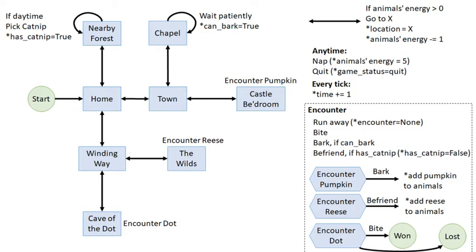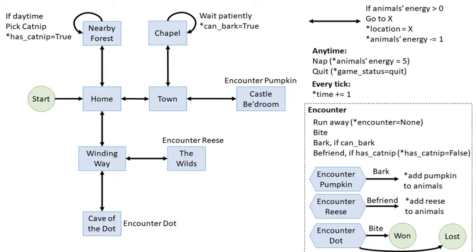I'd also probably have something that explicitly says the winning path and losing path. So the winning path being you've got to go to the forest, get the catnip, then go to the chapel and wait patiently, go to Pumpkin and bark at him, then go to the wilds and befriend Reese, and then go to the cave of the Dot, fight the Dot by biting it, and then you win. And the lose path, where you can just go directly to the cave of the Dot and try biting it, and then you lose. So this is the design diagram, the locations for my game.